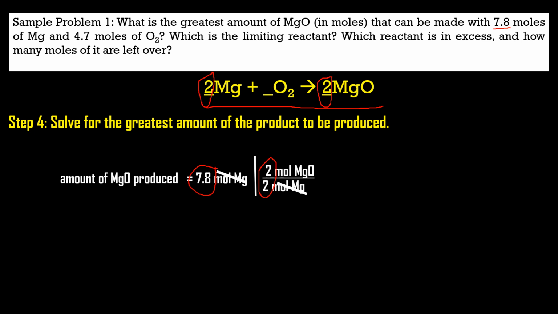So we cancel out mole of magnesium. Then 7.8 multiplied by 2 moles of magnesium oxide, divided by 2. The greatest amount of magnesium oxide will be 7.8 moles.